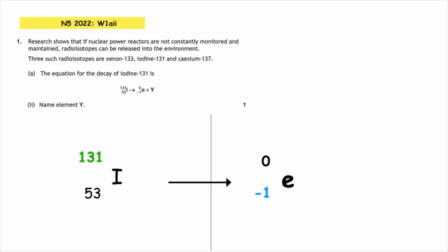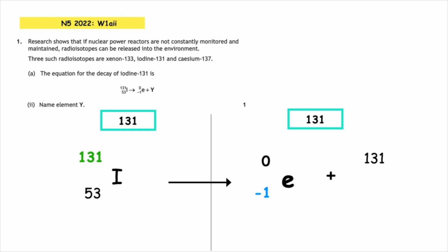Part 2 to this question asks us to name element Y from the equation of the decay of iodine 131. So what we have to do is balance the equation. On the left hand side, the top number is 131, which means on the product side, the total has to be 131. 0 plus what gives 131 is 131.